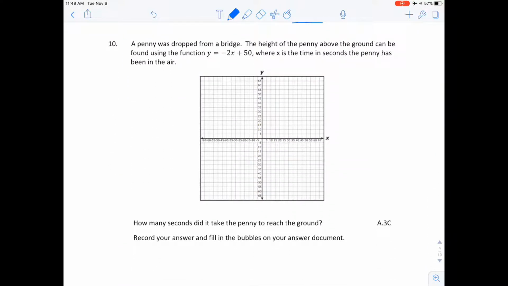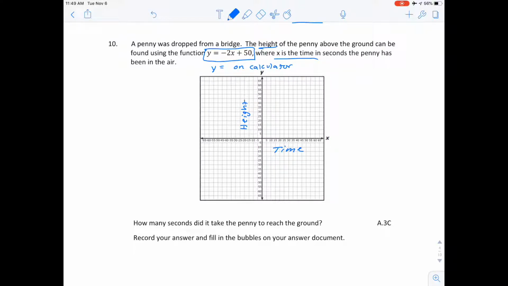All right, number 10. This problem, they try and throw you off, but you have an equation. So anytime you have an equation, what do you think you should do with that? It's an equation that's already in y equals, so type it into y equals on your calculator. And when you type it in, it says x is the time, right? So this is the time in seconds, and that means the y value is the height above the ground.